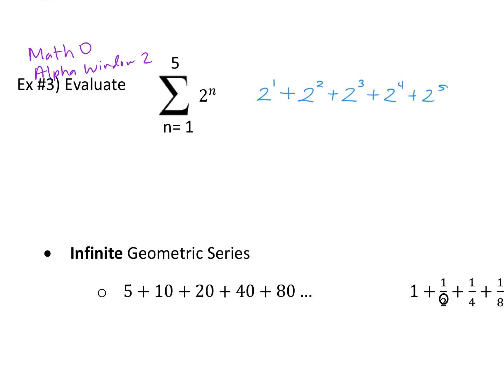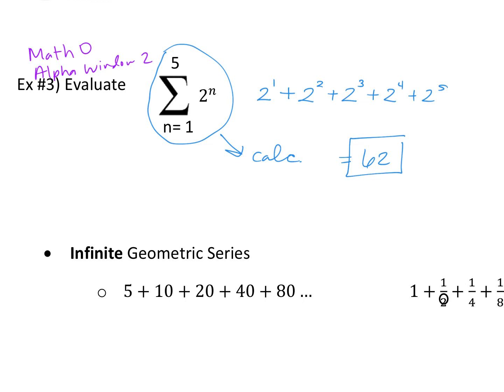Just plug it into your calculator. 2 to the first plus 2 to the second plus 2 to the third. It's a lot more work. I wouldn't. I would just plug it into the calculator like this. But if you don't love that, plug it in the other way, okay? All that to say, calculator's fine. You get 62. Any questions on that?